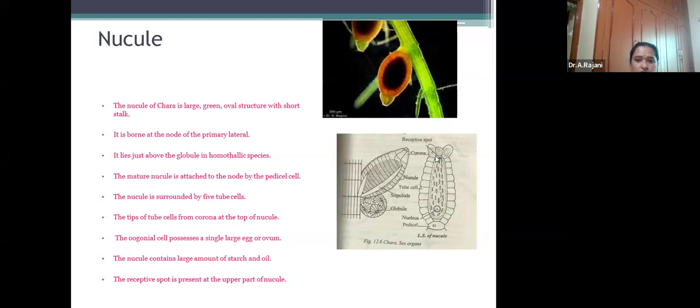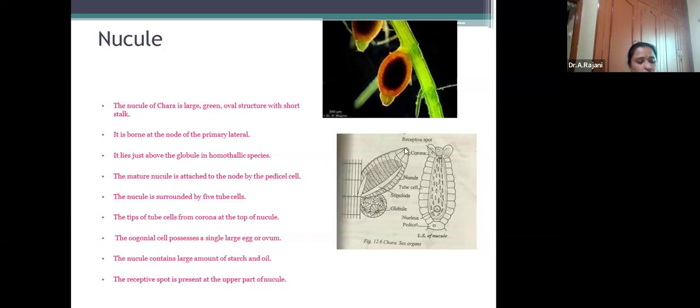The oogonium or nucleus consists of a single ovum surrounded by 5 spirally twisted tube-like cells. Those 5 tubes are called corona cells. In this picture you can observe 1, 2, 3, 4, 5. These five crown-like cells are present, so the name is corona cells.